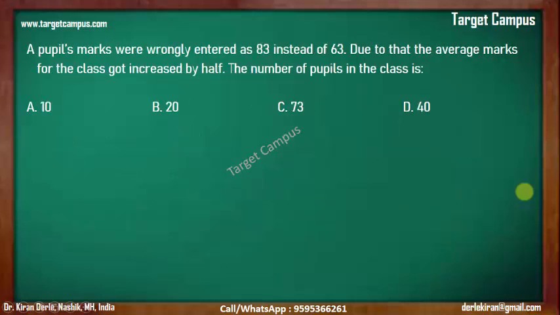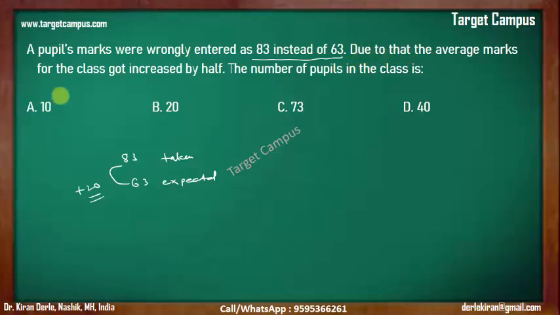Let's move forward. A pupil's marks were wrongly entered as 83 instead of 63. Okay, so actually taken, these are taken marks, right? Instead of 63, that was expected. Expected was this. So what is the addition? 20 is the addition.